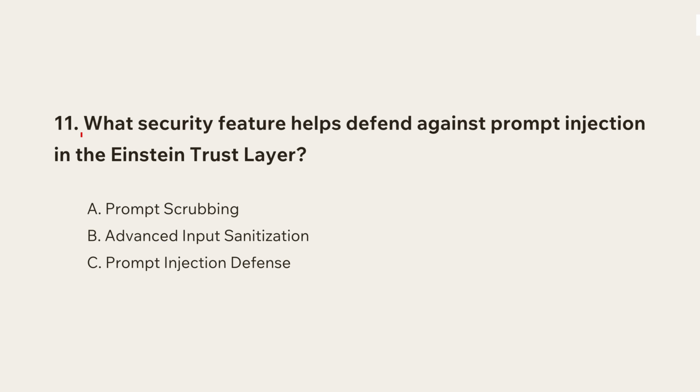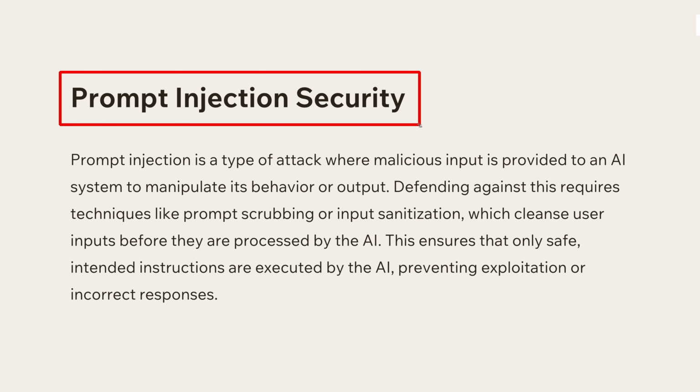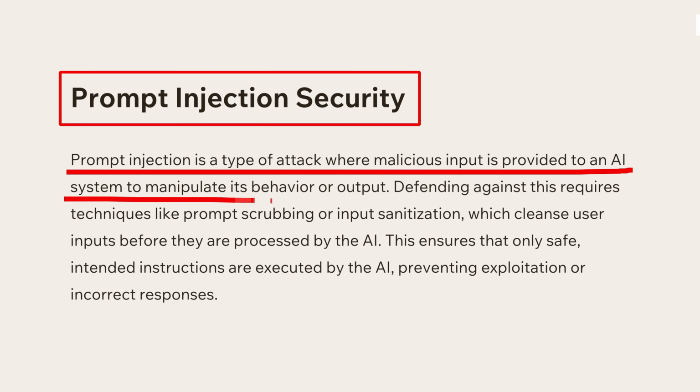Question 11. What security feature helps defend against prompt injection in the Einstein trust layer? The knowledge points of this question are: prompt injection security. Prompt injection happens when someone tries to trick the AI by entering harmful or misleading prompts. You can prevent this by cleaning up or filtering inputs before the AI processes them, ensuring the AI only responds to safe and valid prompts.